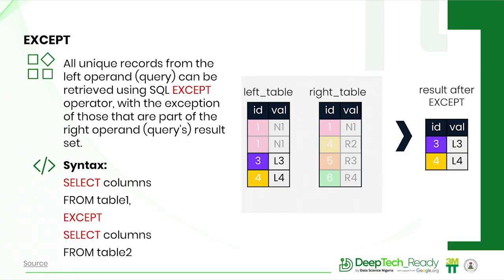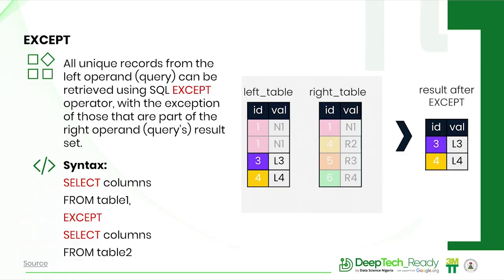The left table has an ID column and a val column, and so does the right table. We have ID 1, which has value n1. We have ID 1 again, which has value n1. We also have ID 3, which has value L3. We also have ID 4, which has value L4.